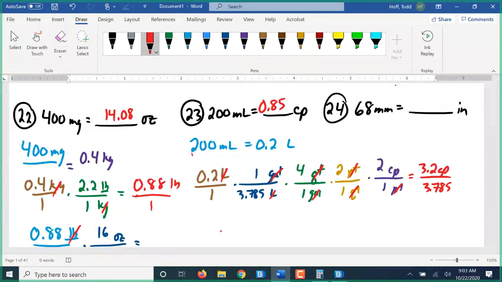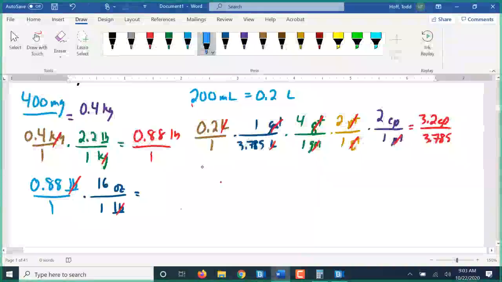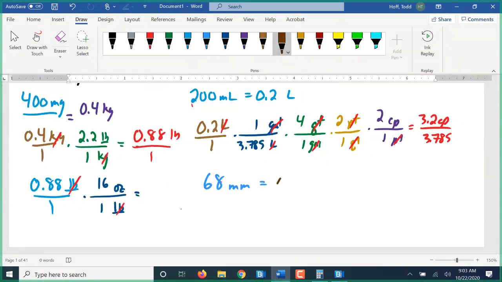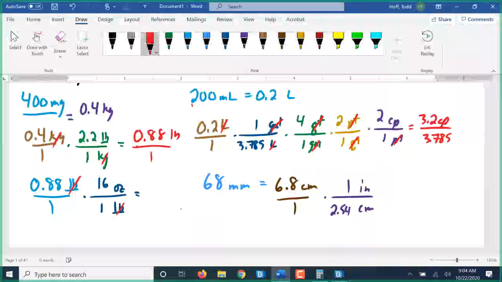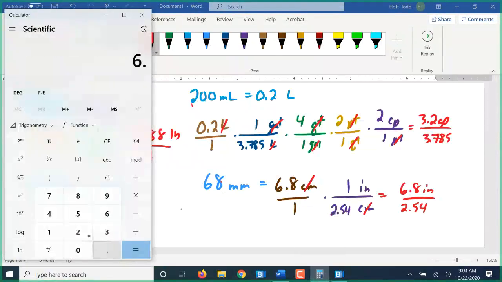Next, 68 millimeters into inches. Well, again, I'm going to start out by just turning 68 millimeters into 6.8 centimeters. From there, I can convert the centimeters into inches. 1 inch is 2.54 centimeters. So 6.8 times 1 inch is 6.8 inches. 1 times 2.54 is 2.54. So this is 6.8 divided by 2.54. We get 2.68 inches.